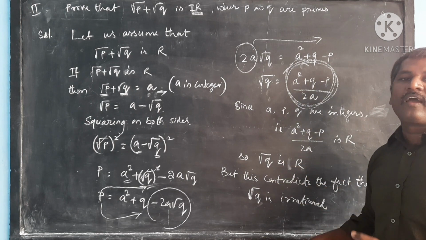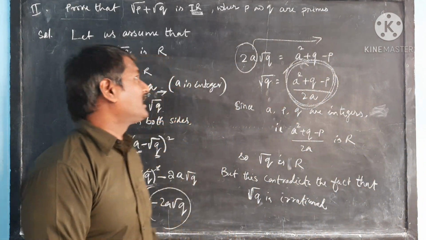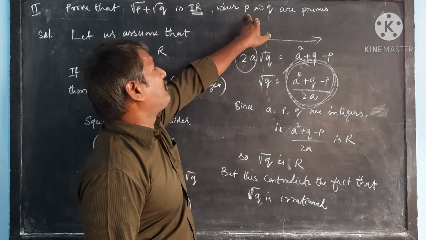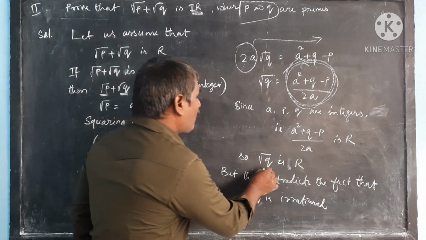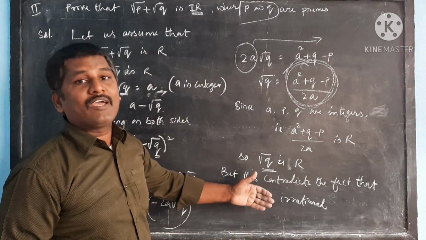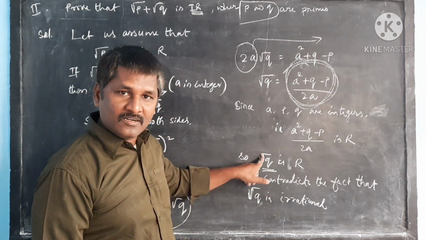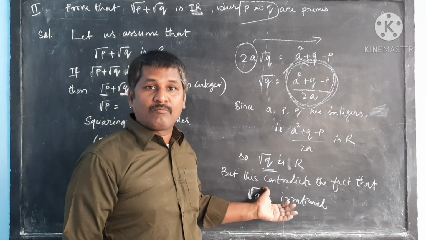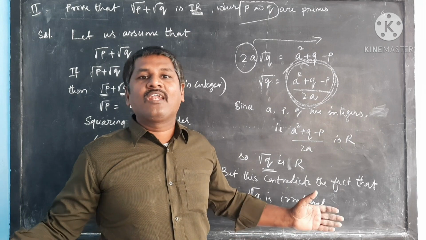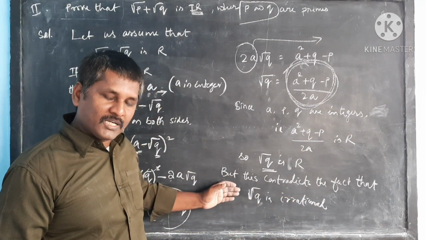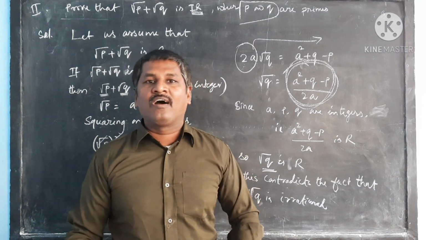But this contradicts the fact that root q is irrational. How is root q irrational? How do you know? Because it is given in the question that p and q are primes. When p and q are primes under the root, a prime number can never be a perfect square. So if it is not a perfect square, the square root cannot be cancelled. If the square root cannot be cancelled, that number cannot be rational. So all the primes under roots are irrational numbers. So you can conclude that our assumption is wrong. So you can prove that root p plus root q is irrational.